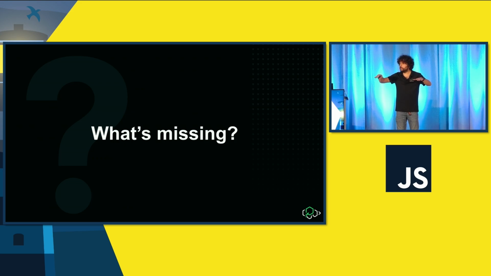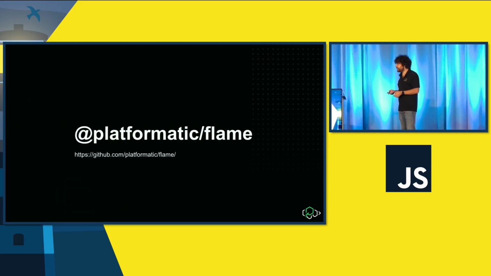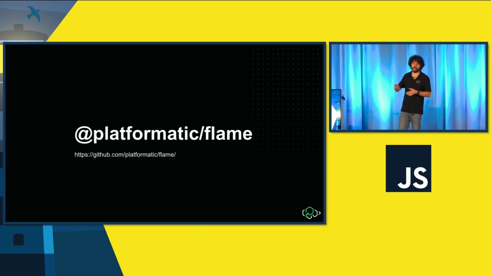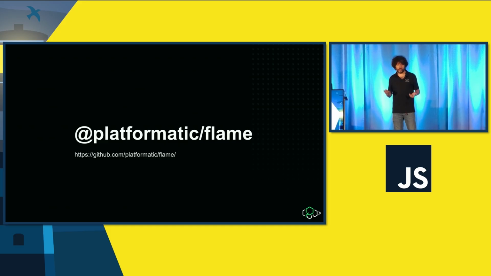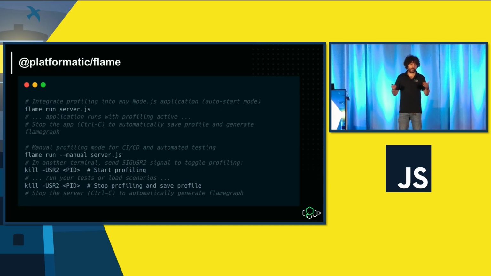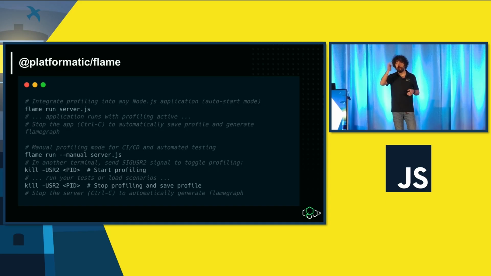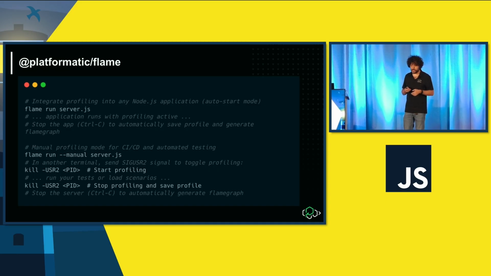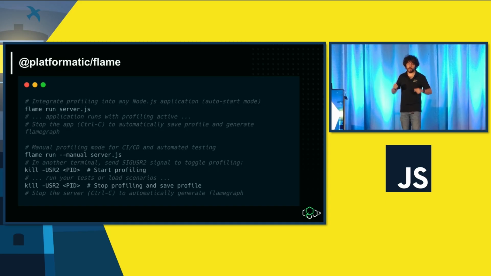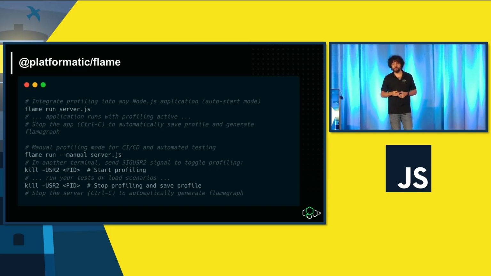What's missing? Well, the developer experience is missing. How do I combine the two things together? So we created this little tool, @platformatic/flame, to combine those two things. It's just a CLI utility. It's very straightforward. You install it, and then you just use flame run your server, and it runs and generates those outputs for you.